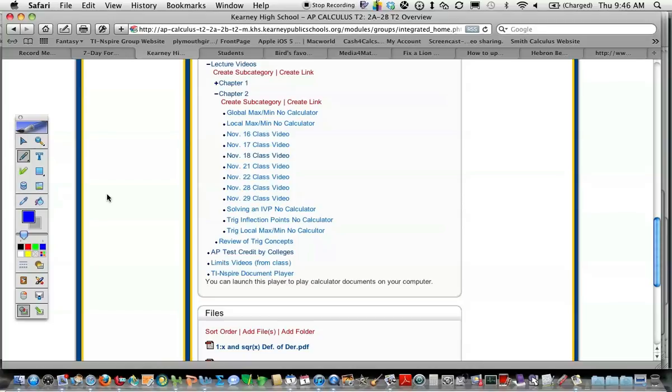And then the local max min problem, I think it was number 20, and I've got that one worked out. Then we're getting into the trig ones. I've got a trig local max min, no calculator, and a trig inflection point problem, no calculator, worked out there. I think this one might be number 37, which we worked out in class the other day with the local max min. And then this IVP, initial value problem, is something we're going to learn about today. So I've got some additional ones on there.